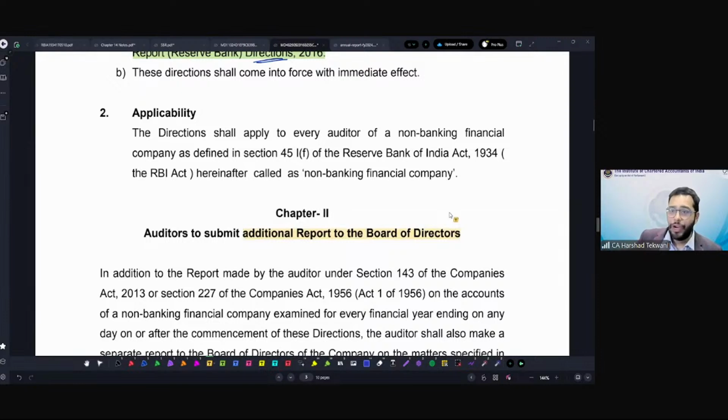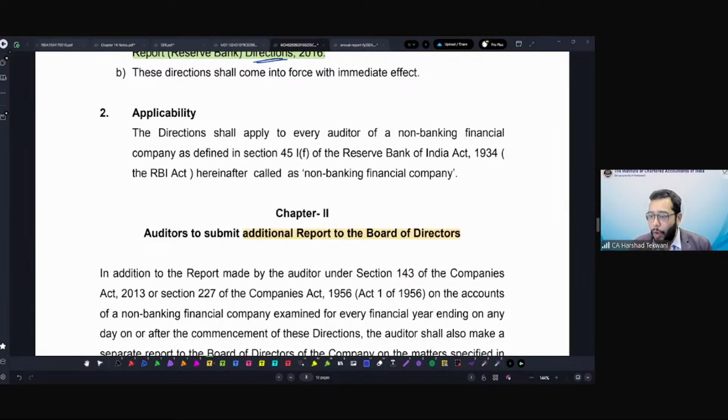In addition to 143, in addition to 143(3), Rule 11, all those things, this particular reporting requirement comes into place. Here the auditor reports over and above what we do as reporting under the Companies Act, under CARO, under any other law or regulation. So here the auditor has to submit a report.